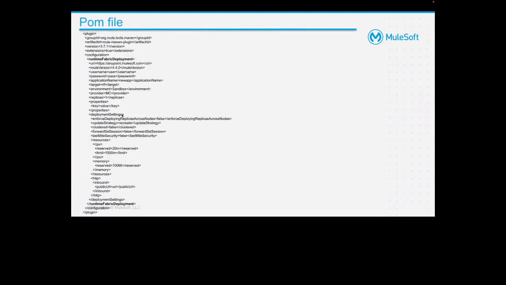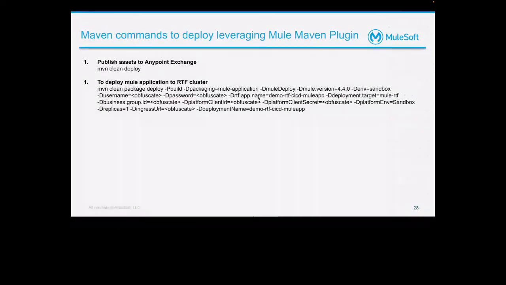Again, this is a POM file. I think we've seen this before. It's very important that in your Mule Maven plugin structure, this configuration is in place. Basically, there will be two commands that you'll be running. You'll have the mvn clean deploy, and then you'll run the second command, which will deploy to the cluster. The first one will publish it to the exchange. The second one will actually deploy to the RTF cluster.